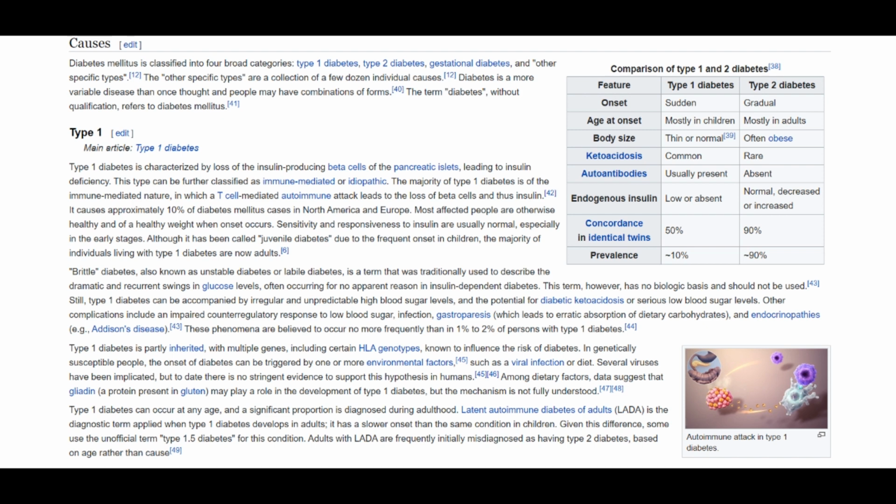Latent autoimmune diabetes of adults, LADA, is the diagnostic term applied when type 1 diabetes develops in adults. It has a slower onset than the same condition in children. Given this difference, some use the unofficial term type 1.5 diabetes for this condition. Adults with LADA are frequently initially misdiagnosed as having type 2 diabetes, based on age rather than cause.